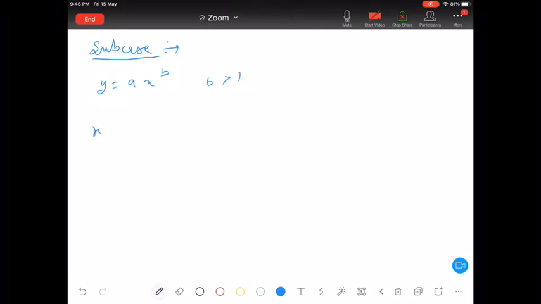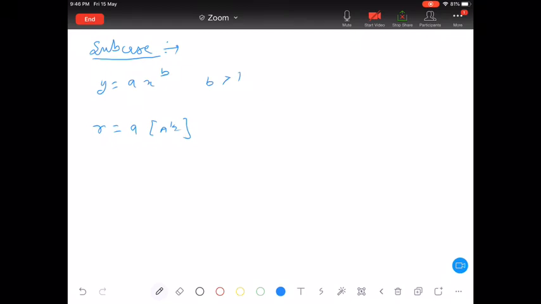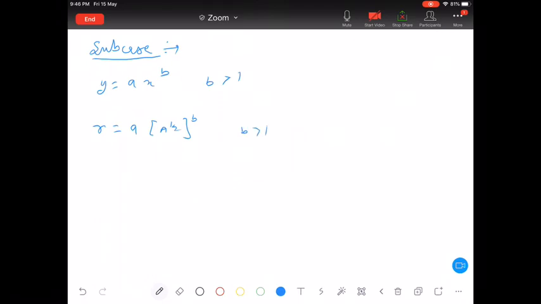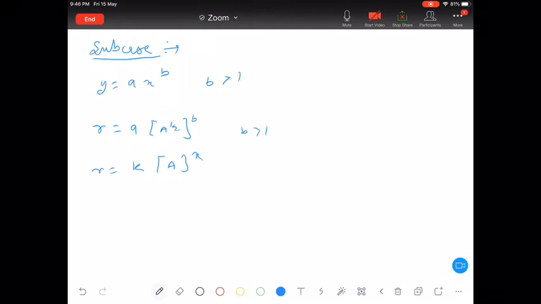On the y-axis we have taken r, that will be a. On the x-axis we have taken a to the power 1 by 2 raised to power b, and we can say b is greater than 1. And what is the rate law? Rate law says that r is k a to the power x. Is that correct or not? Any confusion, any doubt?